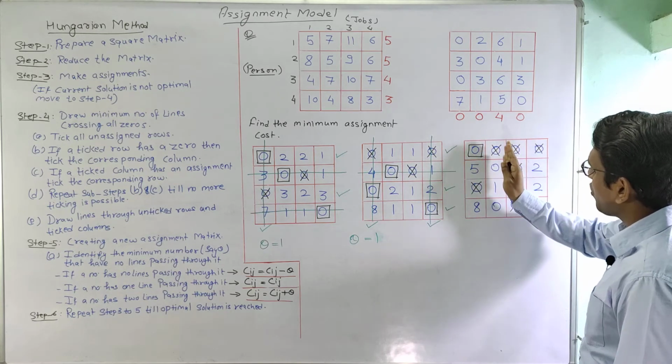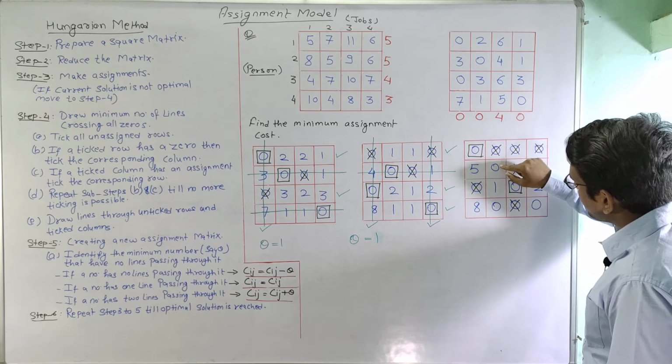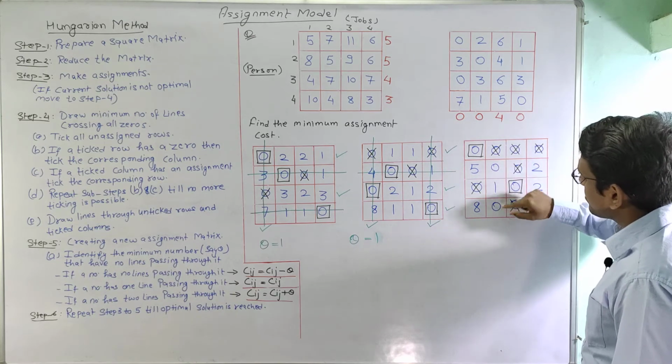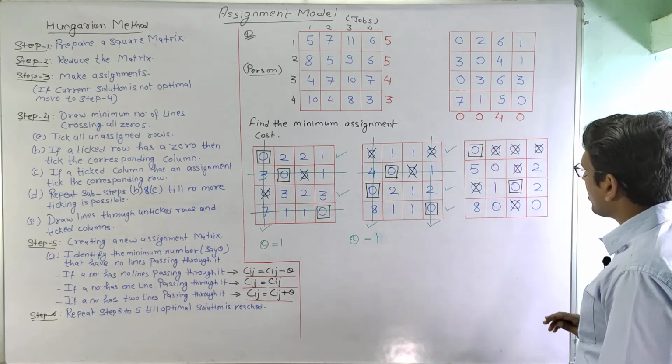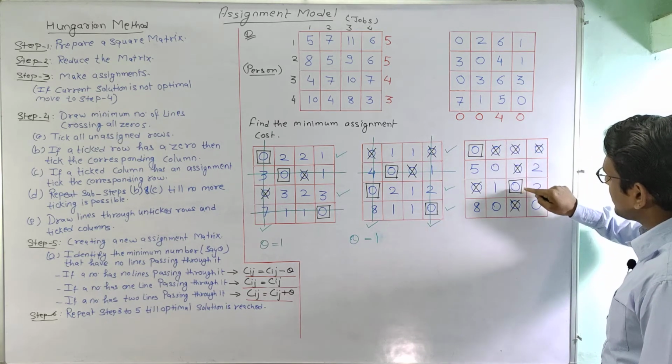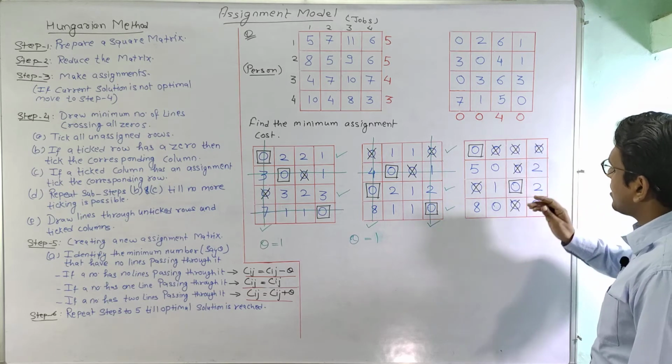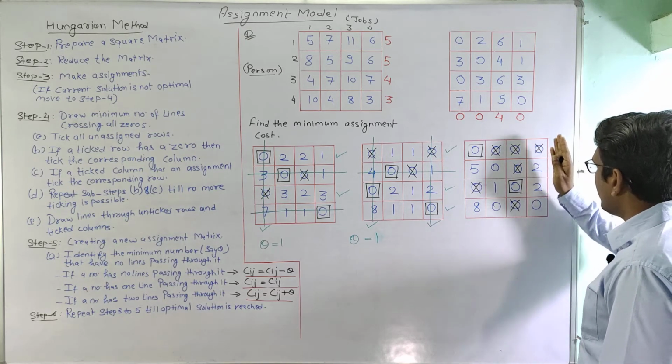So let us move on to column 2. For column 2, we can see that there is more than 1 zero. Okay, so 2 zeros are here. So again we will skip this column and move on to column 3. In column 3, we can see that there has already been an assignment. So we will move to column 4.